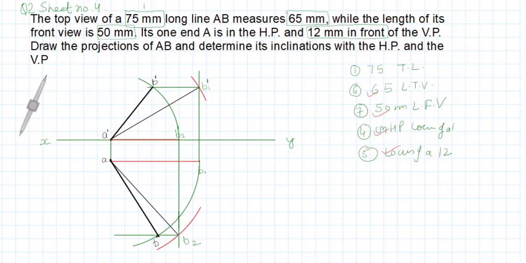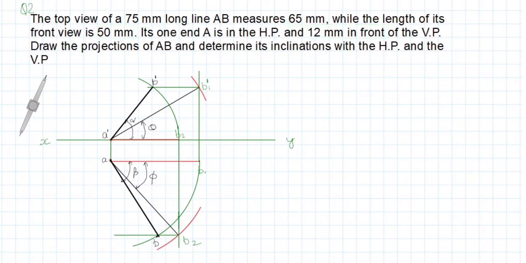Now we can measure the angles. This will give us the alpha, this will give us the theta, this will give us the beta, and this angle will give us the phi. We can measure them and write them in our answer. Thank you. Let me erase all this. So this is the projection. Okay. Thank you.